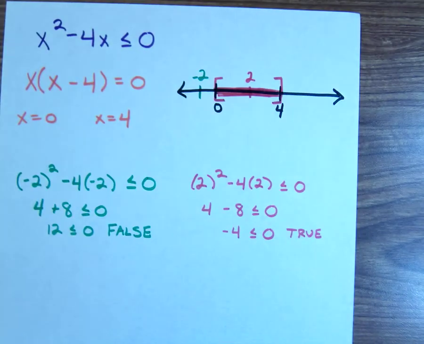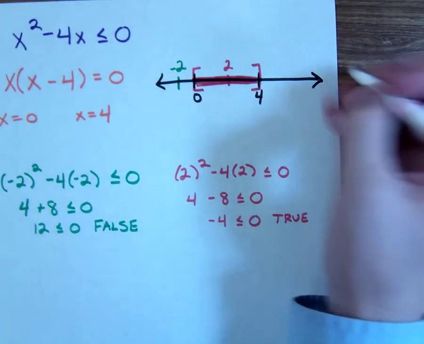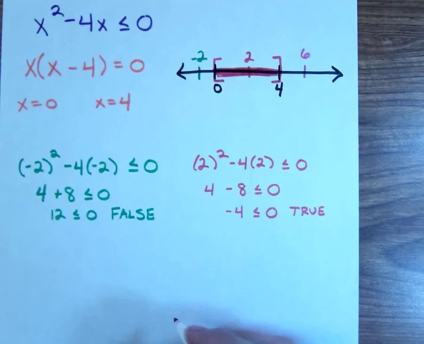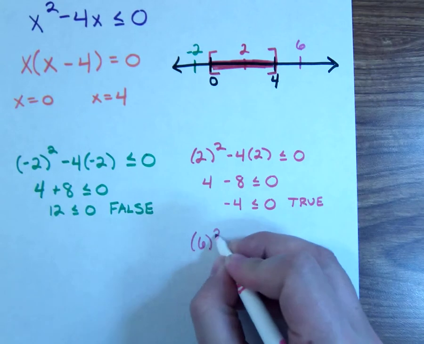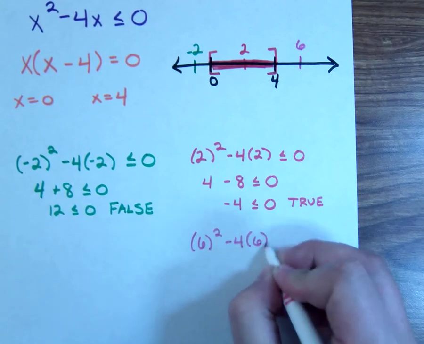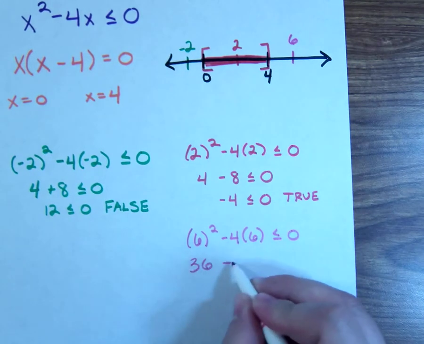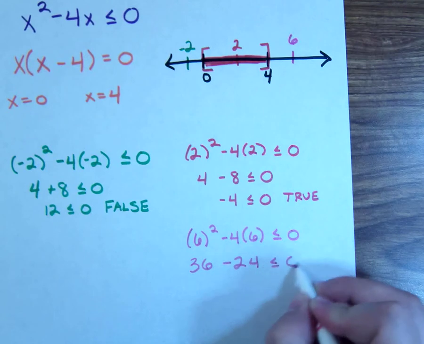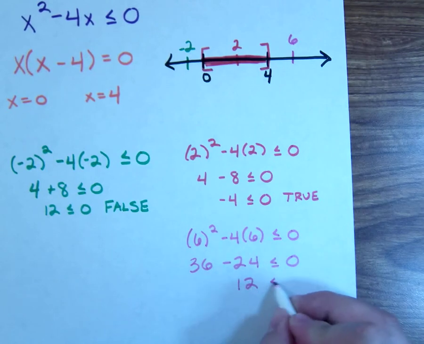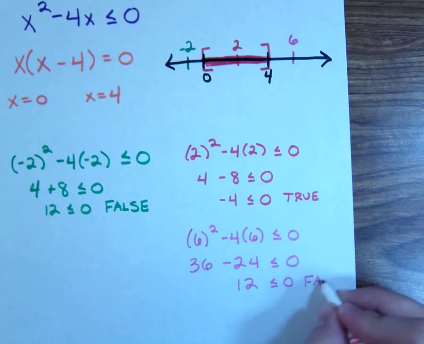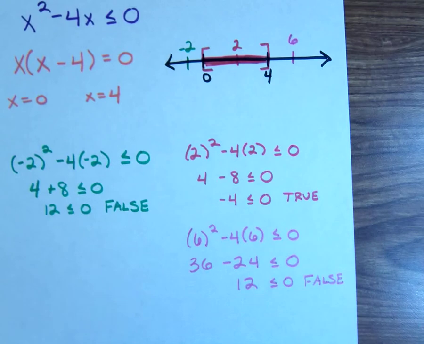Okay, now let's see about numbers bigger than 4. Pick a number bigger than 4. 6. Okay. So 6 squared minus 4 times 6 is less than or equal to 0. It's 36 minus 24, less than or equal to 0, which is 12 less than or equal to 0. False. Which means that's not included in my set either. So the only one that's included is the numbers in between 0 and 4.